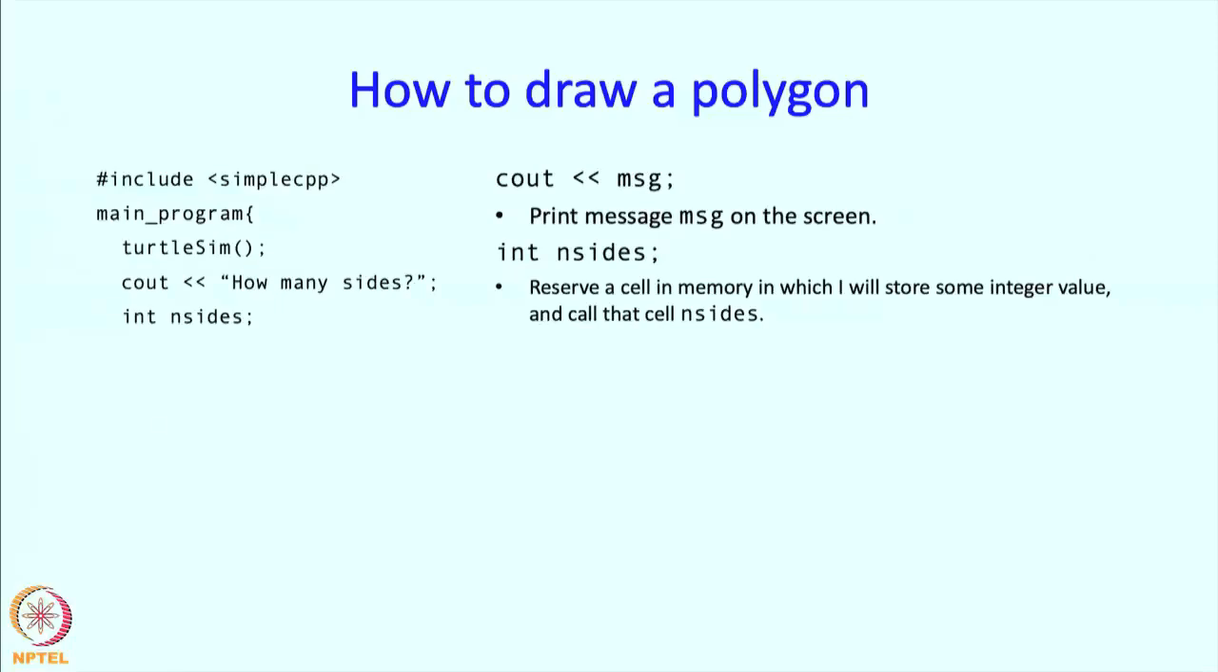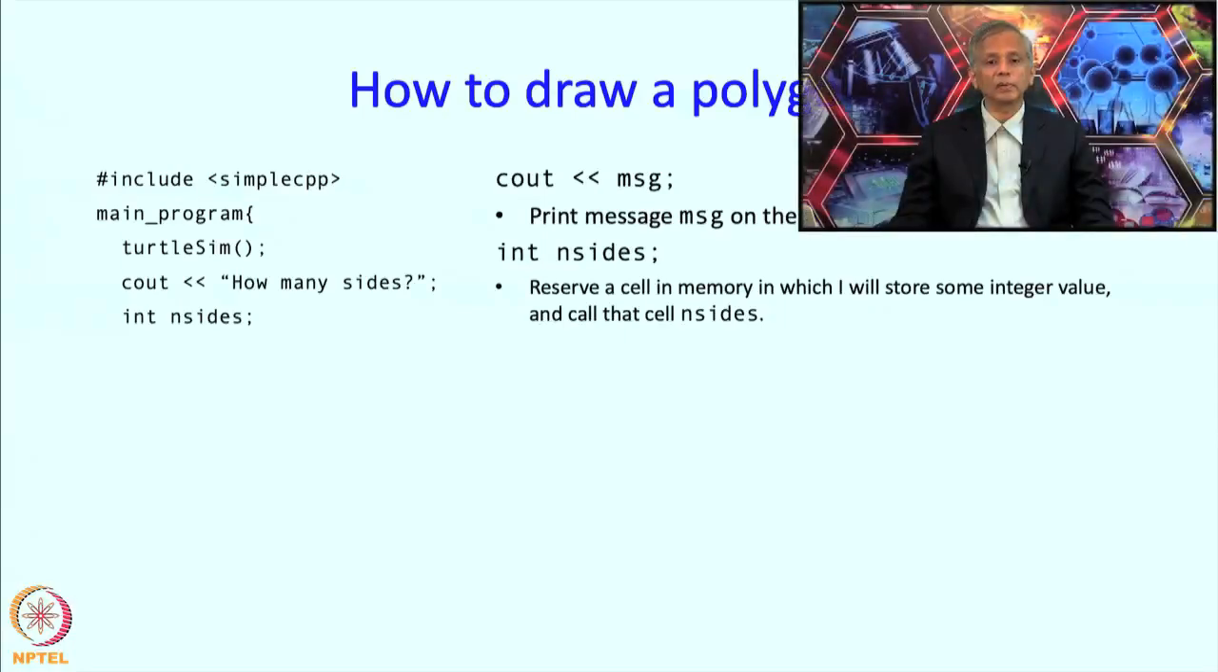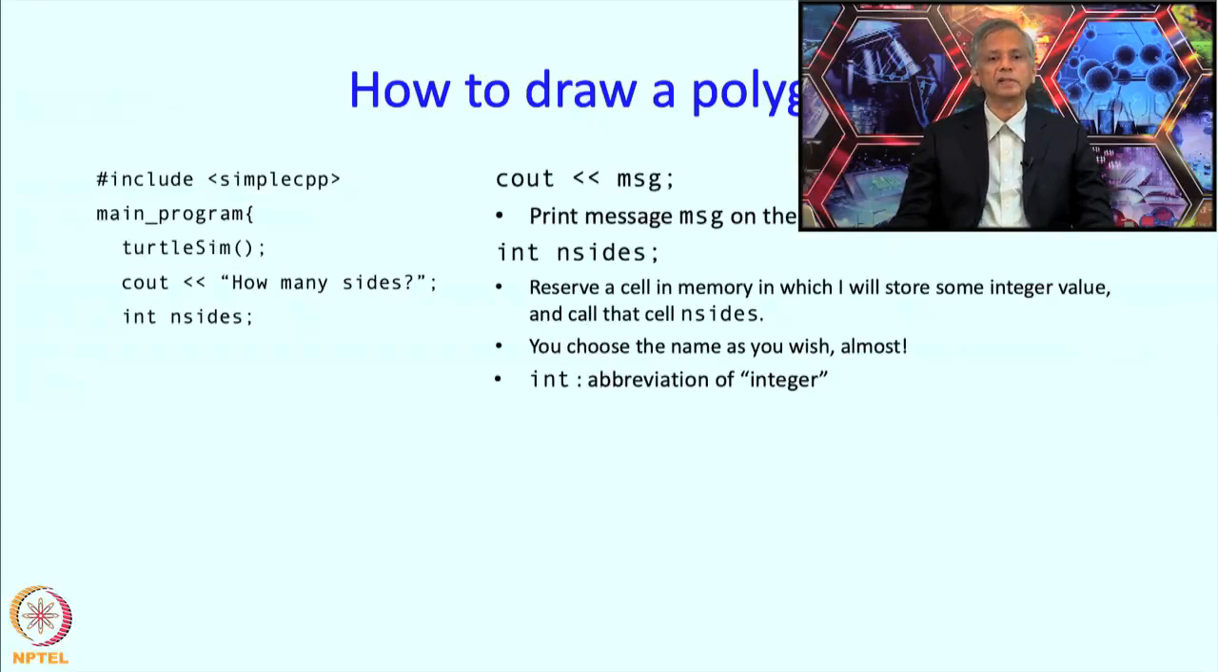Not only are we reserving, but we are telling the computer that, look, from now on, if I use the term nsides, you should treat it as referring to this cell. So essentially, I am giving nsides as the name for the cell that I just reserved. Now, you can choose the name as you wish, almost. We'll see that in some later lecture. And I just want to point out over here that int is an abbreviation of integer. So you are telling the computer that I am going to store an integer, and instead of writing down integer, you just type int, which is the abbreviation.